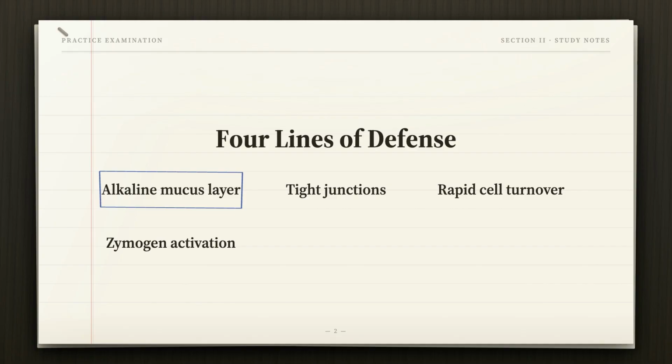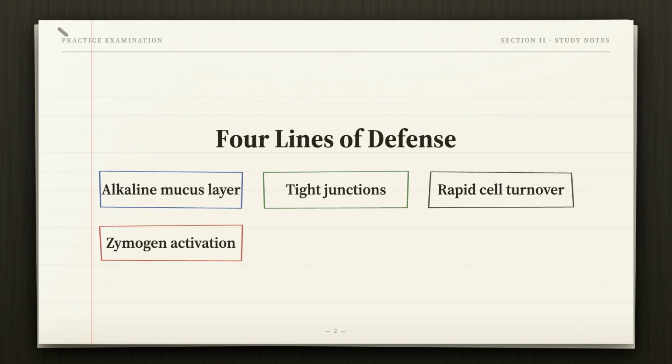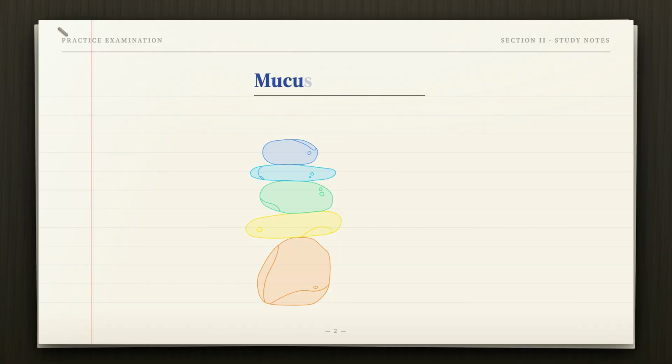First, a bicarbonate-rich mucus layer holds an alkaline microclimate against the cell surface. Second, tight junctions between epithelial cells block acid from leaking into deeper tissue. Third, the entire epithelium turns over every 3 to 6 days, discarding damaged cells faster than acid can harm them. Fourth, pepsinogen is secreted as an inactive zymogen, only activating after it leaves the cell that made it.